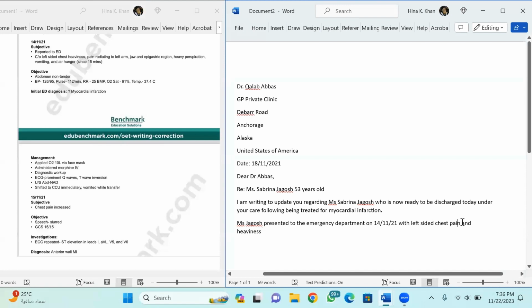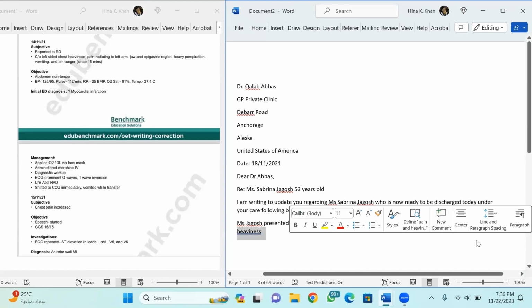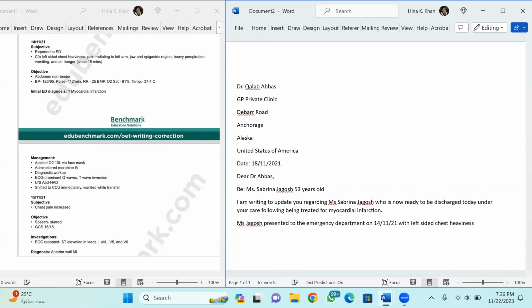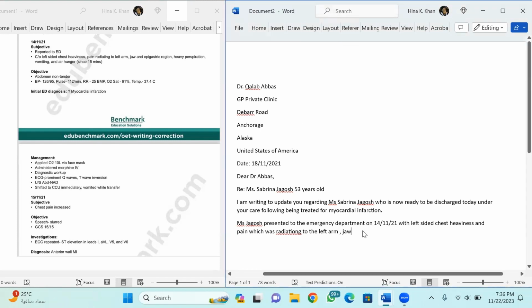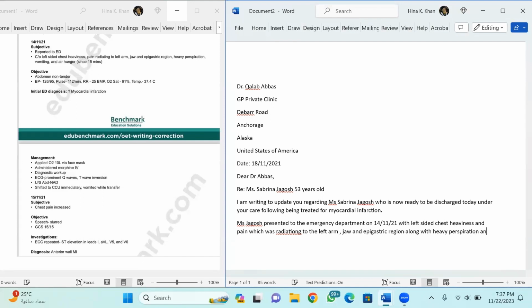Or I would just write left-sided chest heaviness first and the pain after, because I would just mention also that chest heaviness and pain which was radiating to the left arm, jaw, epigastric region, along with heavy perspiration and vomiting.